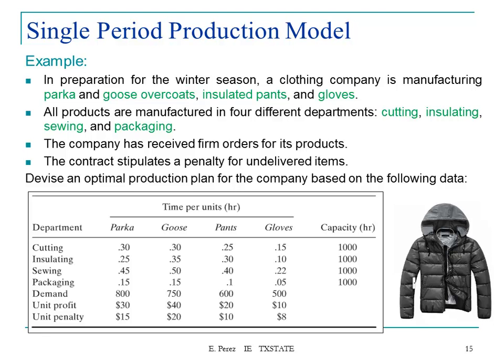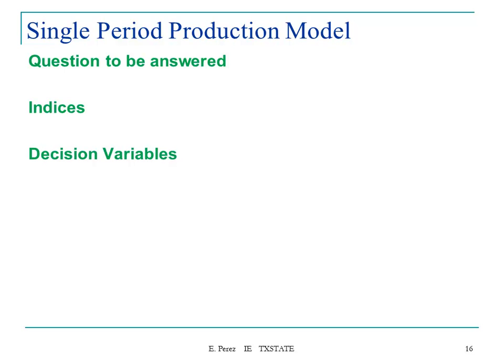The problem clear? So what will be the question to be answered? You have capacity limitation. You need to produce certain type of products using your capacity. And you have some profit and penalties for basically not producing the demand that is requested. So what is the question? Correct. You want to know how many units of each type you need to produce.